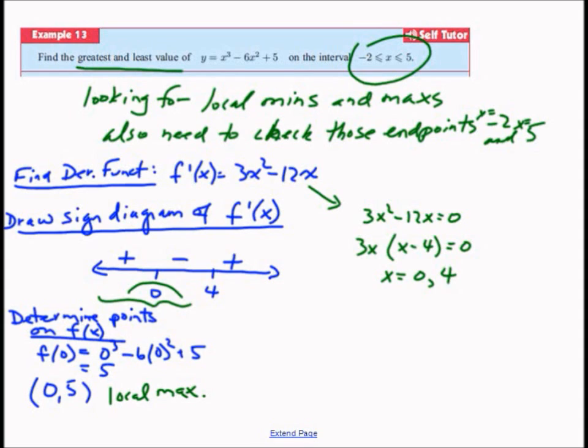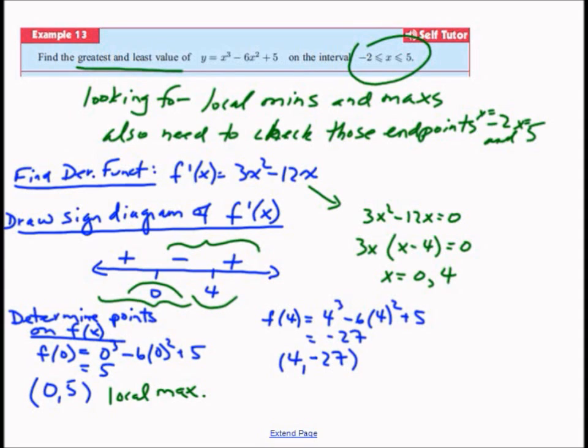Similarly, let's find the corresponding y value that goes with 4. 4 cubed, subtract 6 times 4 squared plus 5. We do that math out, it equals -27. So we have this point 4, -27. Take a look at our sign diagram just in that localized area. Around the 4, we are decreasing and then increasing, referring to a local minimum.